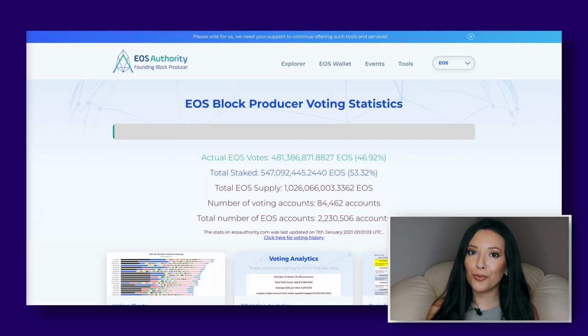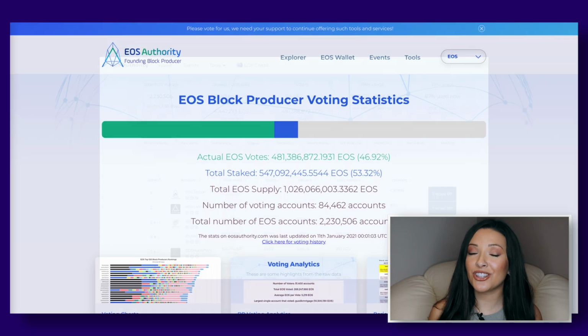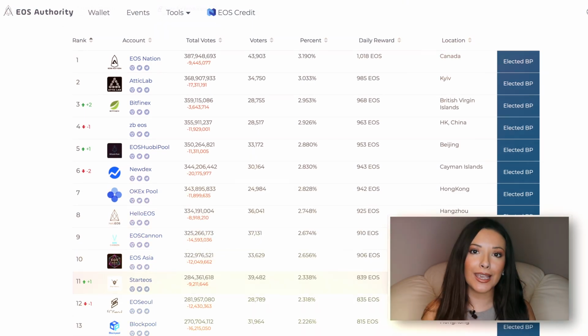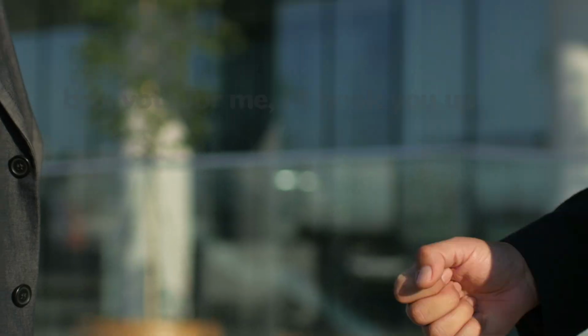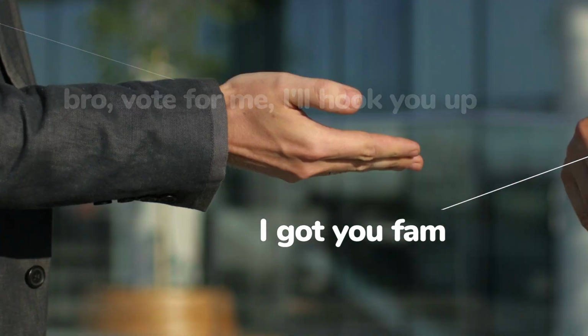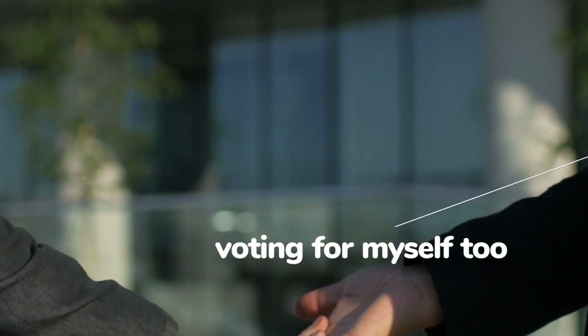Many of the top block producers have been accused of colluding with each other and voting for each other in order to keep their place in the top 20. Some of them are also exchanges that are using their users' EOS to vote for themselves, giving them a huge advantage over other block producers.